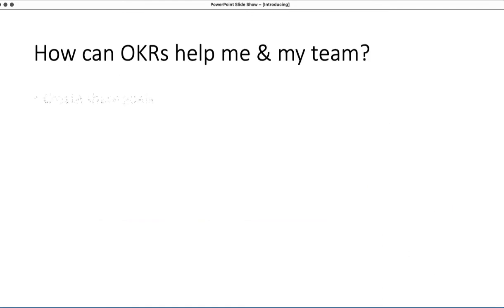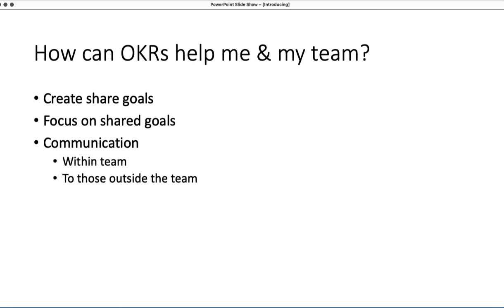How can OKRs help you? Well, for starters, in setting OKRs, you're creating shared goals, and it should be the team that are setting the shared goals. The team are having that discussion. And once the team has set their OKRs for the quarter, those goals become a focus of work for the quarter. They are a reason to say, this is what we're doing. No, that's not what we're doing. They allow you to create a certain selective blindness so you can focus on the things that are important.